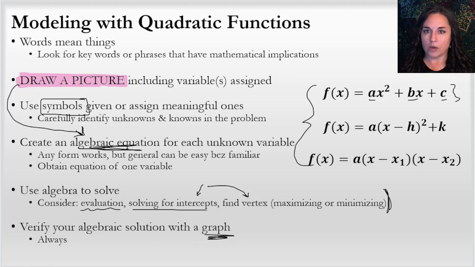So when we're looking at words mean things, we're looking at minimizing, maximizing, the peak, the least number, the key terms, critical terms that indicate a critical value that we would look for on the graph. And finally, again, verify your algebraic solution with a graph. I don't think I can emphasize that enough as many times as I said it.